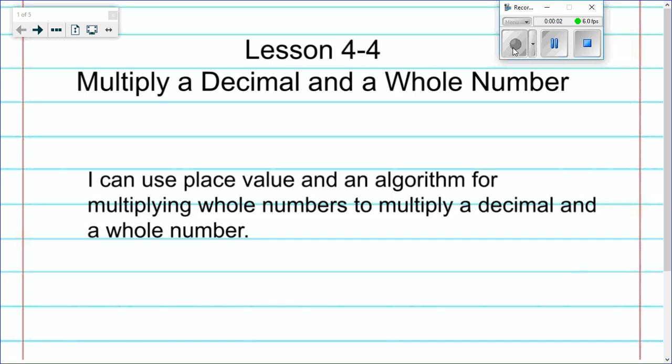Hello, fifth grade. Welcome to lesson 4-4, multiply a decimal and a whole number. Please write down your I can statement. I can use place value and an algorithm for multiplying whole numbers to multiply a decimal and a whole number. Please pause, write down your lesson title and your I can statement, and press play when you're ready to move on.